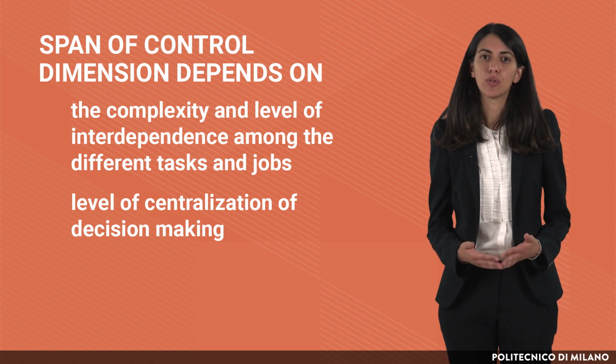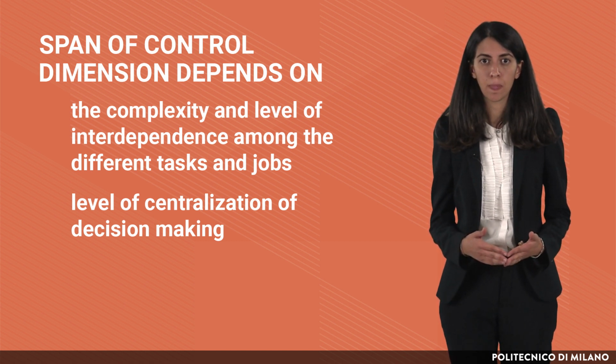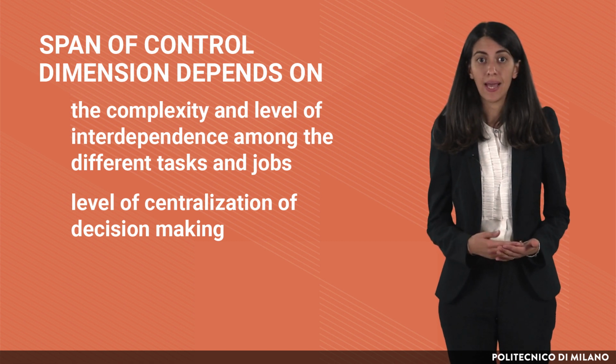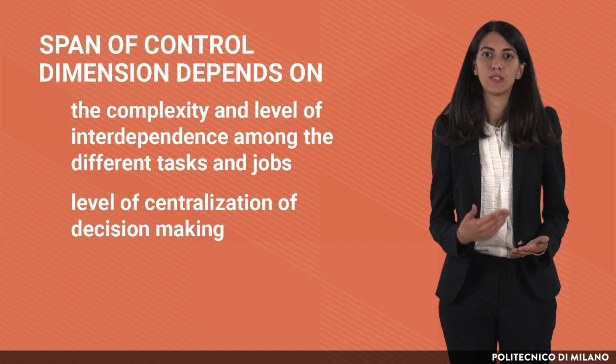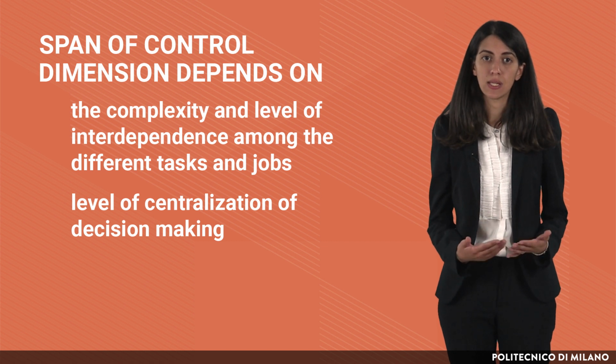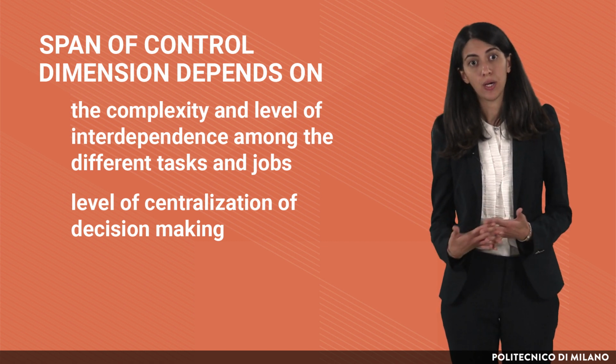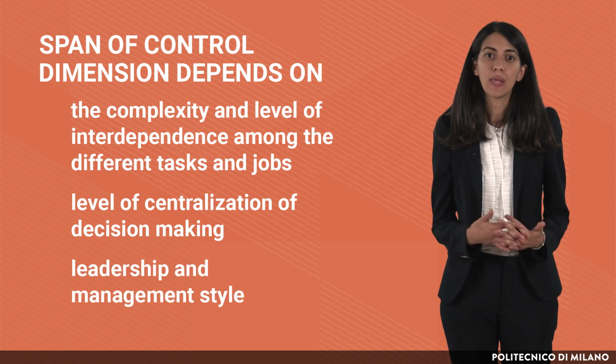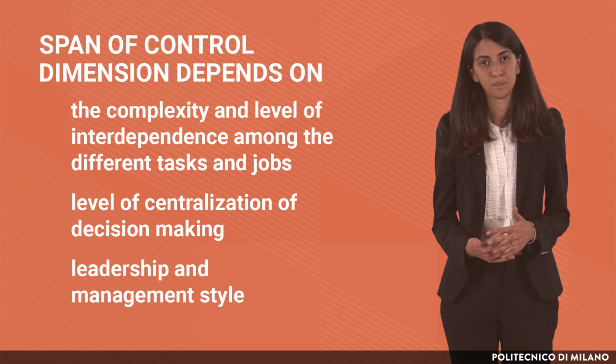Similarly, the use of coordination mechanisms at the micro level, such as standardization of processes, outputs, and competencies, and at the macro level, such as information systems and control systems, will allow a higher span of control. Finally, leadership and management style may bring a different span of control.